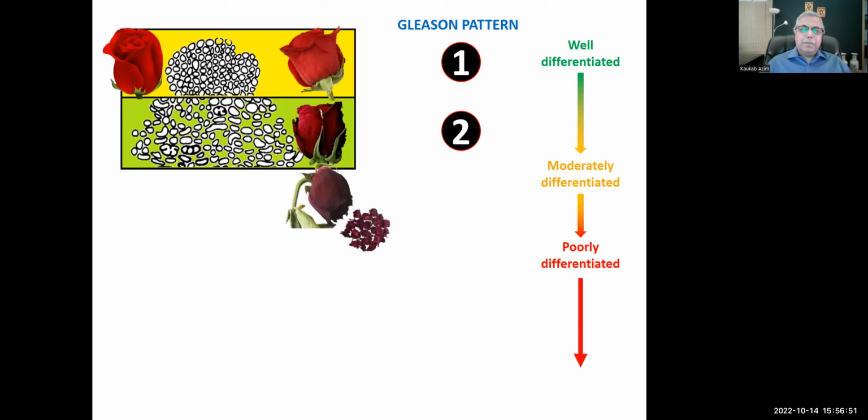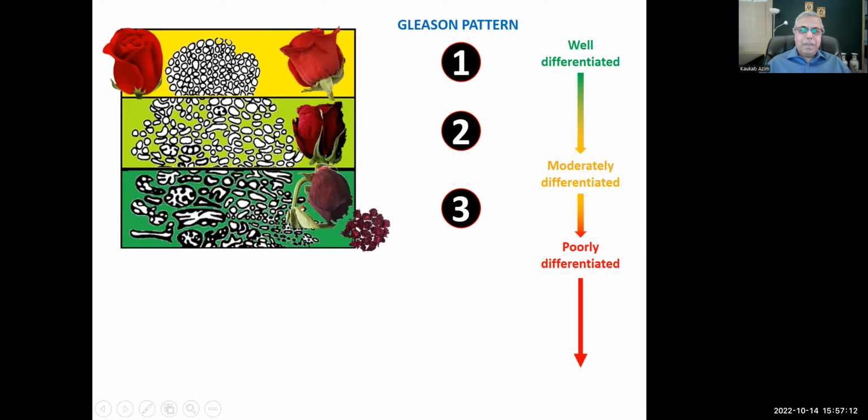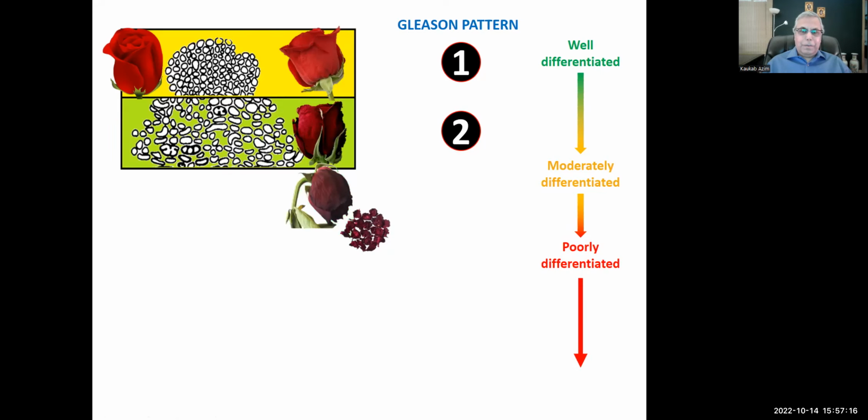Now, then what happens in your garden is that dead roses start appearing, right? Petals are falling off those roses, and with the wind, they are spreading in different parts of your garden, right? So now your garden in certain areas has roses like this. Now you are worried. And this is analogous to pattern number 3 of your Gleason score or Gleason pattern, all right?